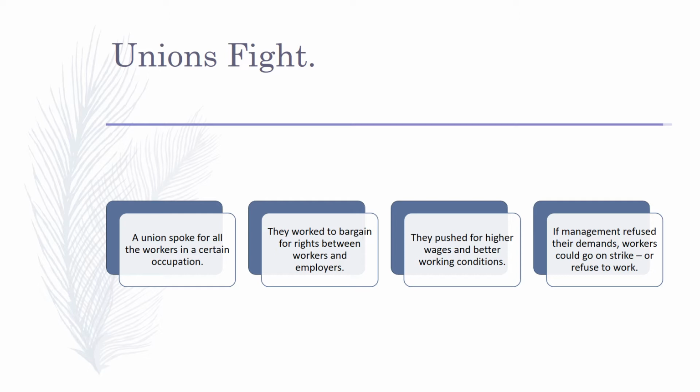So unions spoke for all the workers in a certain occupation. Could be a coal mine, could be a factory, could be somewhere else, protecting the workers that work somewhere. And they basically worked to bargain for rights between the workers and the employers. A lot of times they would push for things like higher wages or better working conditions. And if management, or the people who own the factory or the coal mine, refused these demands, workers could go on strike, or refuse to work.